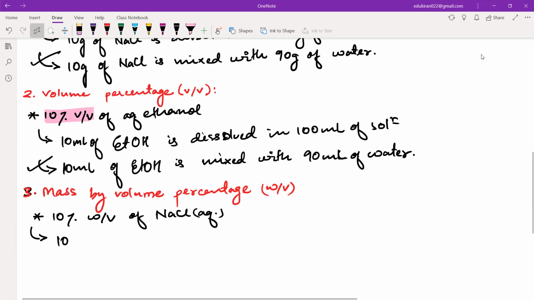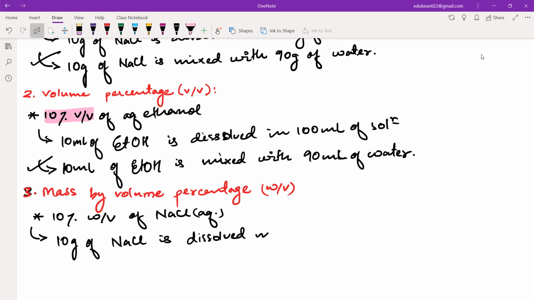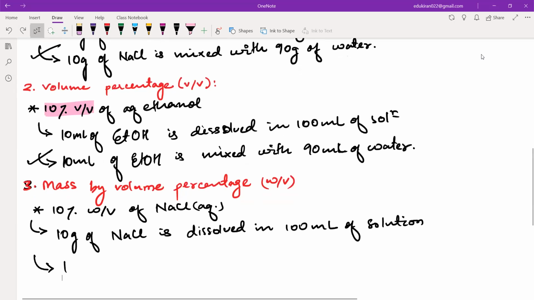That 10 gram of NaCl is dissolved in 100 ml of solution. But you can never say this statement is right if you say 10 gram of NaCl.